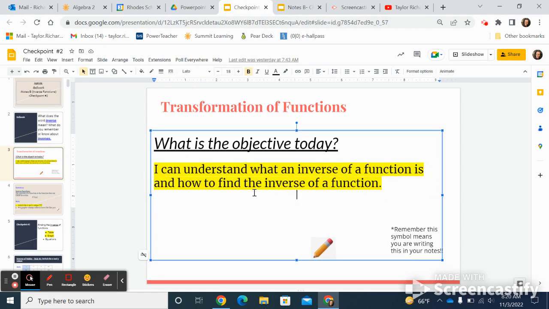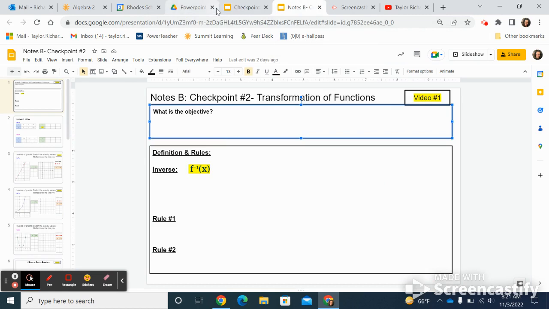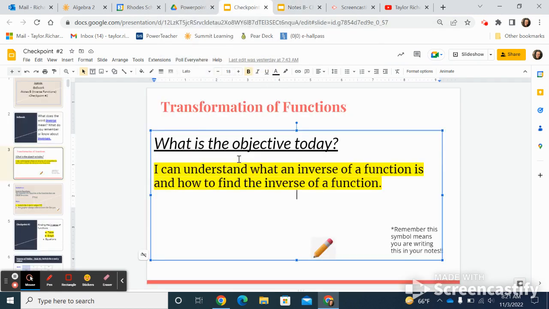I would pause the video to type in the objective now. So this set of notes is all about finding the inverse. So our objective is I can understand what an inverse of a function is and then how to find it. So we're going to figure out what it is, have a definition, and then how to find it.